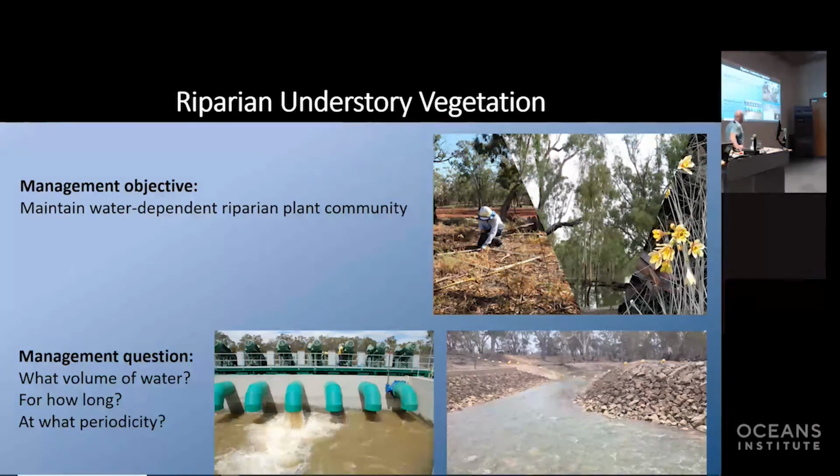We know that. The management questions around that are, or can be, and these are 3 of them at least: what volume of water do we pump into these lakes, right? For how long do we hold it in there, and at what periodicity? Now, for our example, we're just going to focus on what volume of water. So now we've got a management objective of the riparian plant community and a question of how much water do we need to pump in there to maintain that.